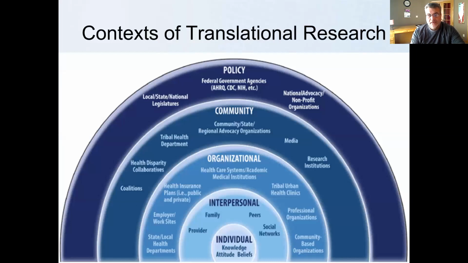And this is the context of translational research. As you can see, it goes from the individual, and then the interpersonal, organizational, community, and policy. That could be a local policy, state, or federal policy. It could also be national or international policies. If your research has application to humankind in general, like the World Health Organization, United Nations, etc., you can benefit humanity from the research that you're doing. So it has a vast application spectrum here.